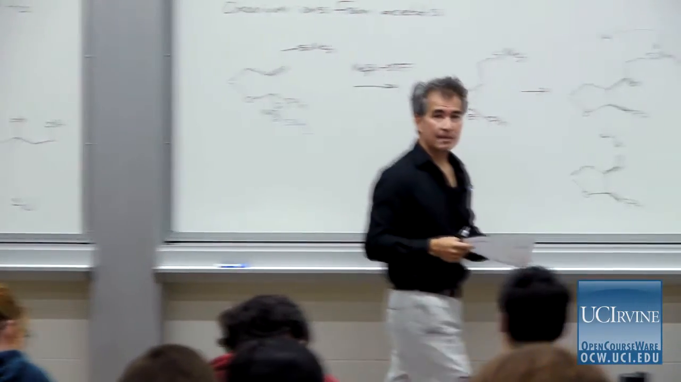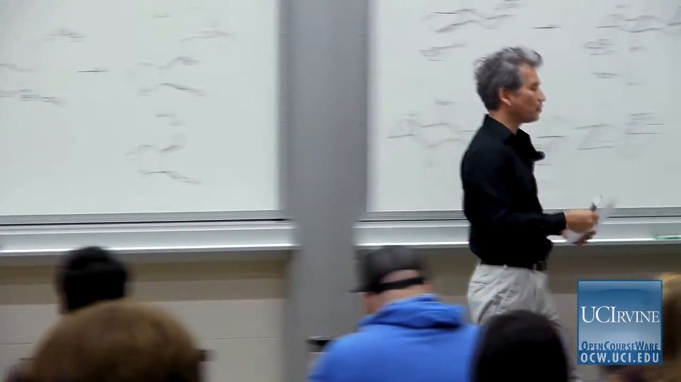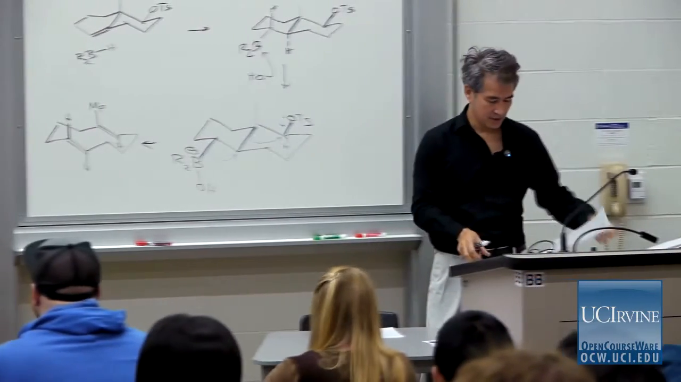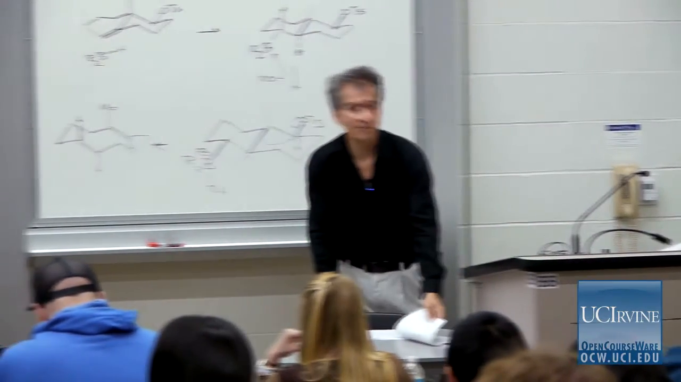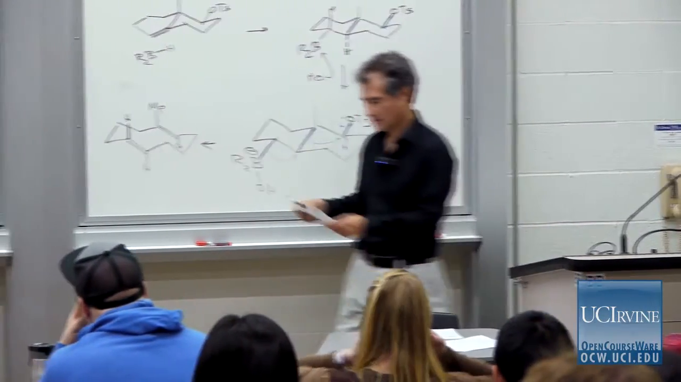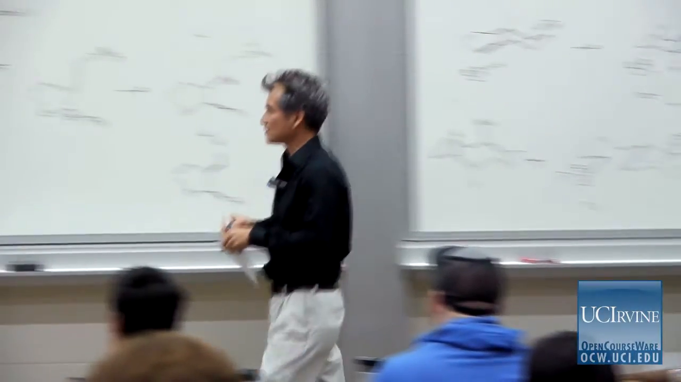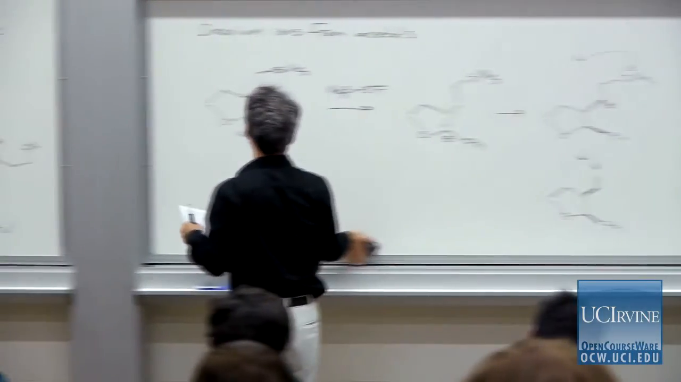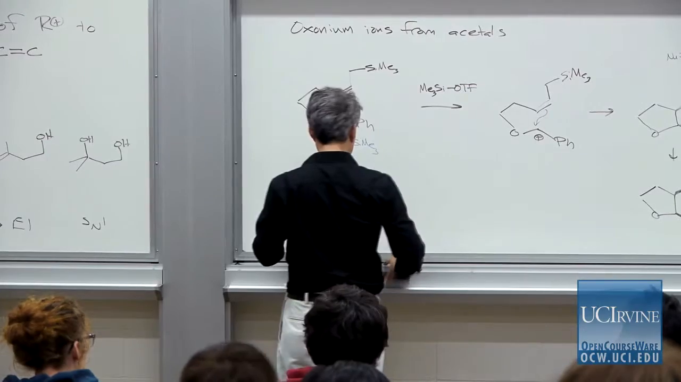Okay, so that's an example of taking this Prins reaction, this old reaction from the late 1800s, and using it as an effective way to make carbon-carbon bonds. Okay, so let's look at some other variants of this Prins reaction. I want to caution you.